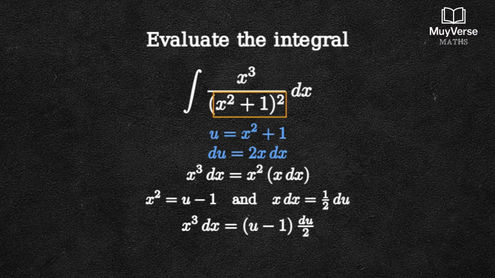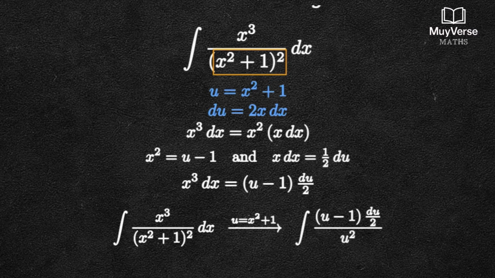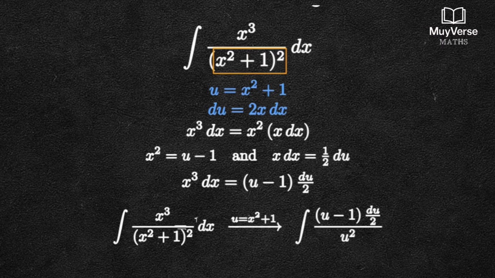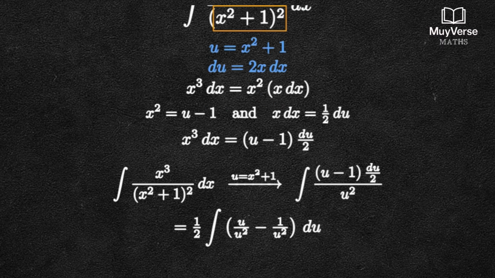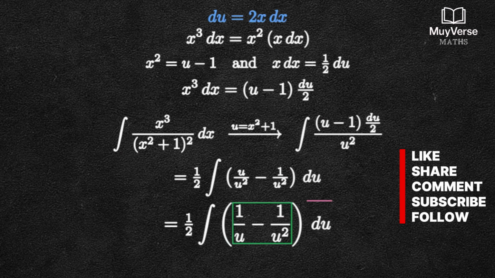Now substitute everything into the integral. The denominator becomes u squared, and the numerator becomes (u minus 1) times du over 2. So the integral equals 1/2 times the integral of the quantity u over u squared minus 1 over u squared du. This simplifies to 1/2 times the integral of 1 over u minus 1 over u squared du.